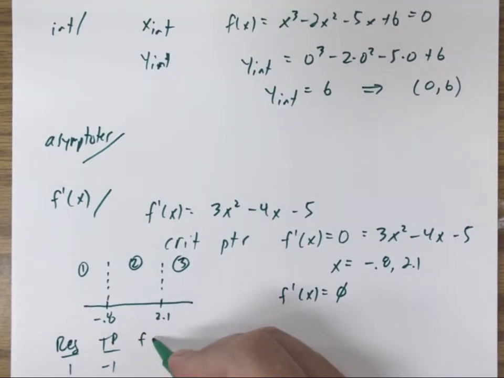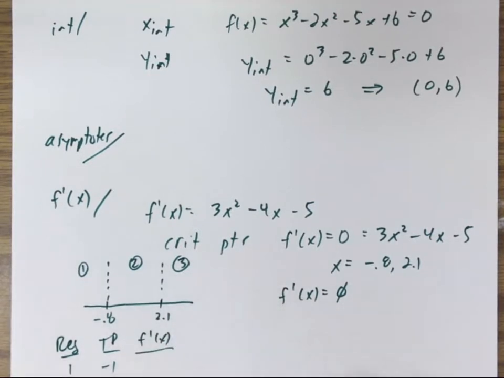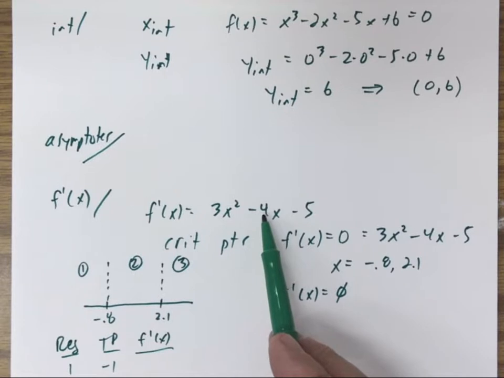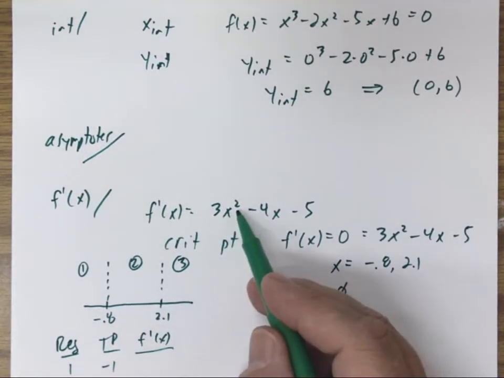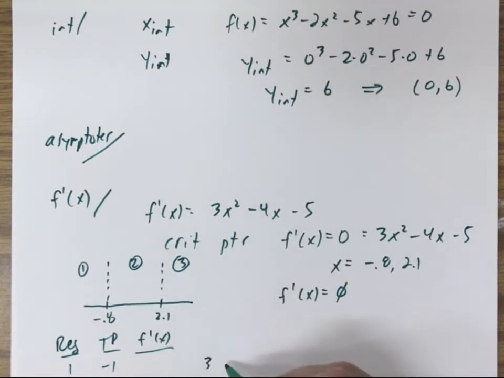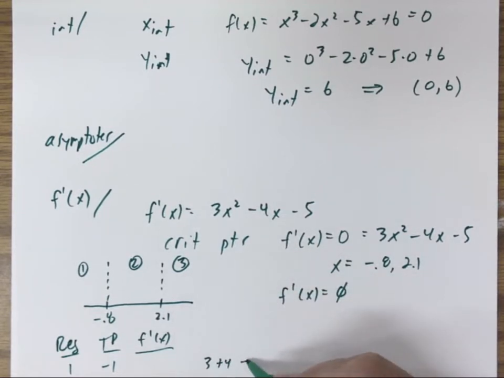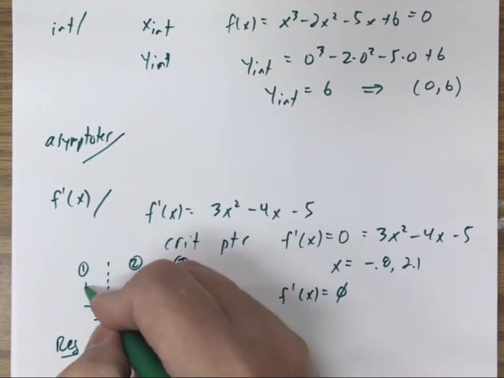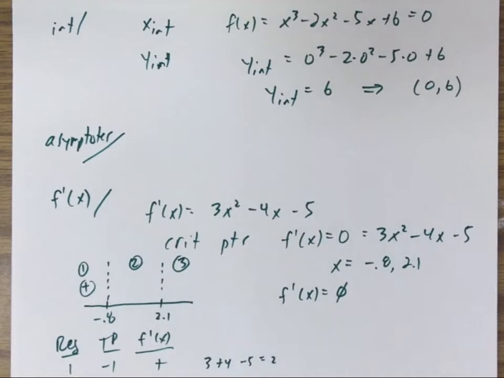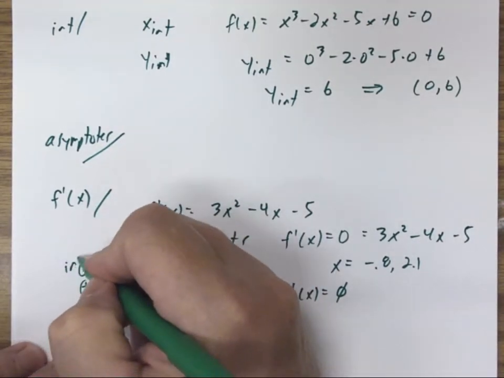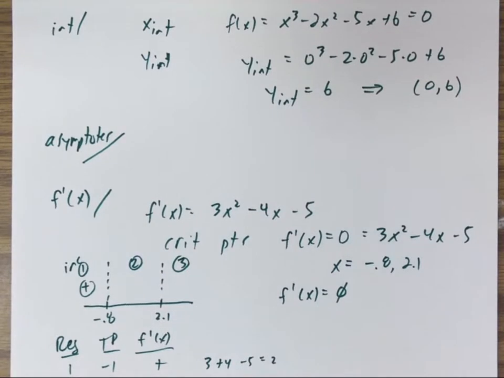What we're actually looking at is the sign of the first derivative. So I'll write that here, first derivative. In other words, you put -1 into the equation for the first derivative, and you see what it is. So when I put -1 in here, -1 squared is 1, so I have 3. -4 times -1 is +4. 3 plus 4 minus 5 equals 2. In region 1, the derivative is positive, which means the graph is going up in region 1.